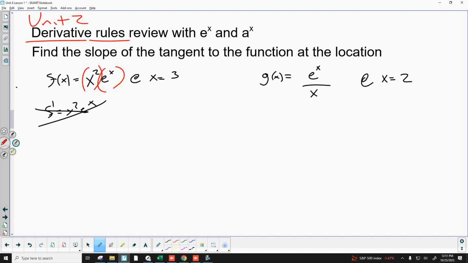No, I'm actually right. No, you're not. Is it 2x plus 3? What? Oh, wait, I didn't. Okay.